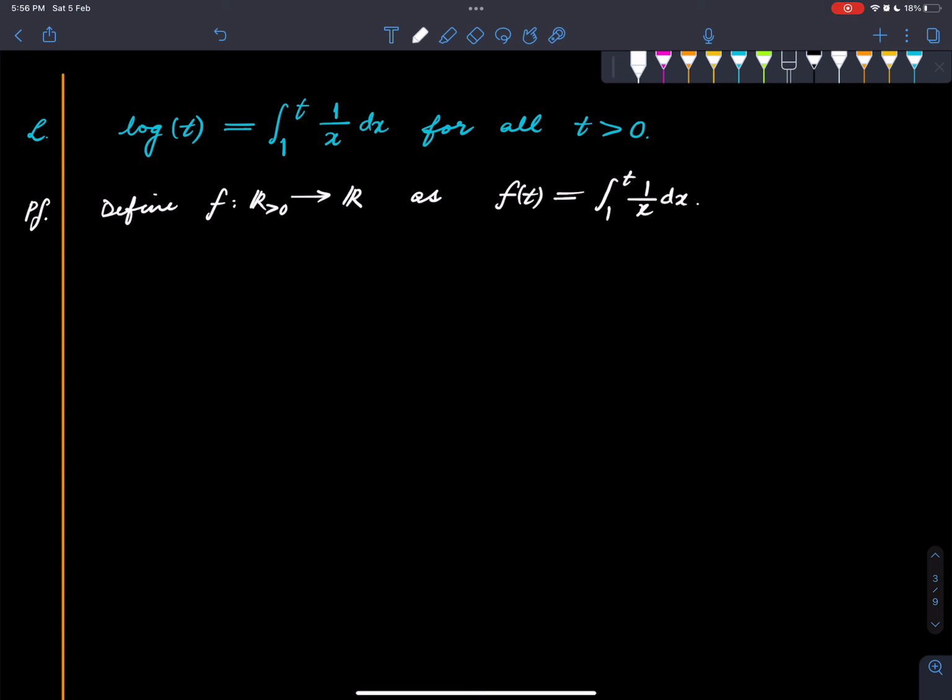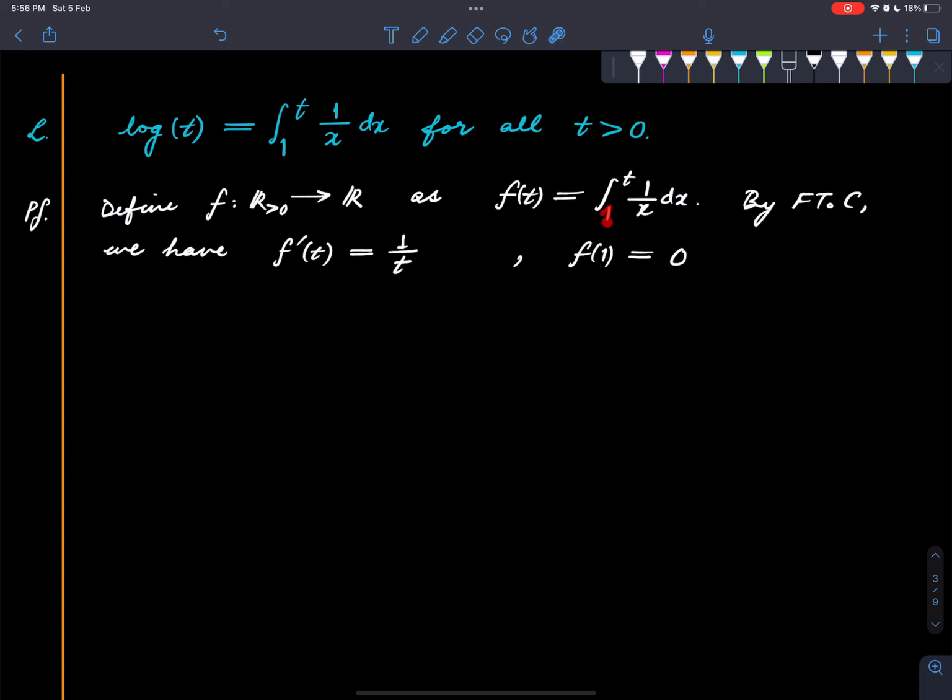Okay, so we have defined something. By the fundamental theorem of calculus, we have that f prime of t is 1 upon t, and clearly f of 1 is 0, because f of 1 is the integral of 1 upon x from 1 to 1, so it's 0. But 1 upon t is also the derivative of log at t, as we just saw, and 0 is also the value of log at 1.